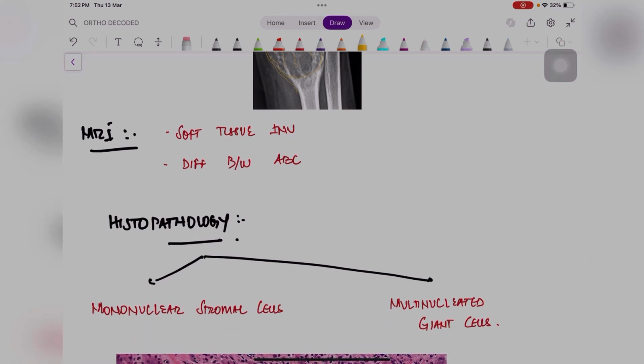Then an MRI may be suggested just to rule out any soft tissue involvement, or to differentiate between an ABC and a GCT, where ABC will have a blood filled lesion, but in GCT there is no blood filled lesion.